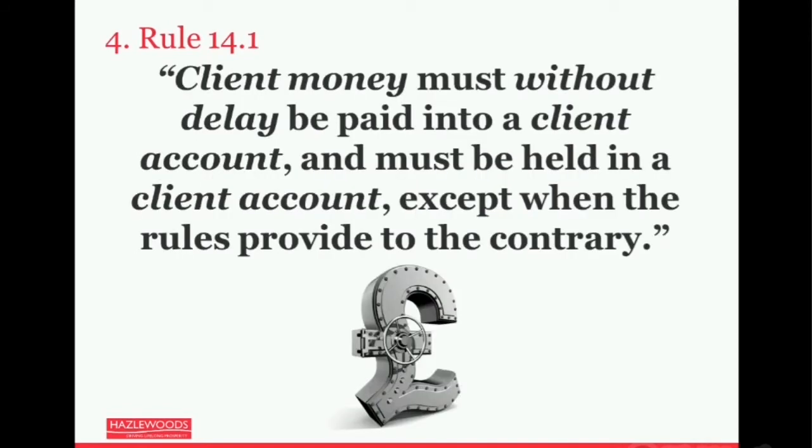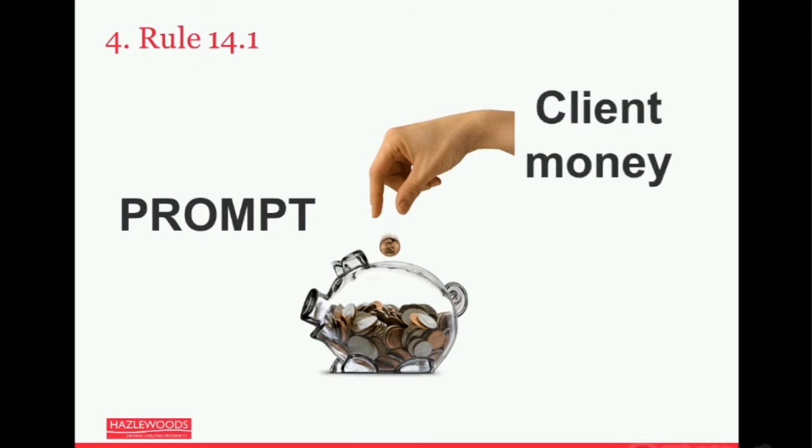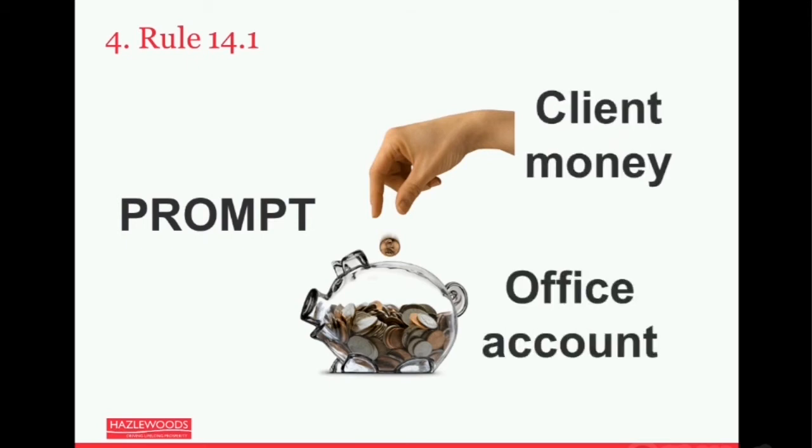Okay, so the next rule is 14.1, Office Ledger Credit Balances. The rules state, client money must without delay be paid into a client account and must be held in a client account except when the rules provide to the contrary. You should note that this rule does not just cover the prompt banking of client receipts, it also covers instances where client money is not paid into a client account resulting in office ledger credit balances.